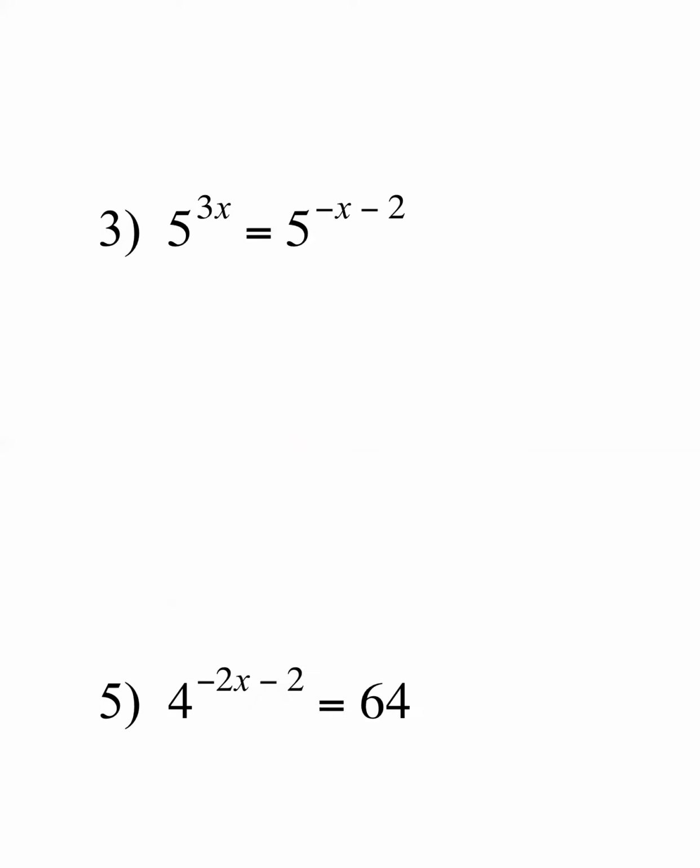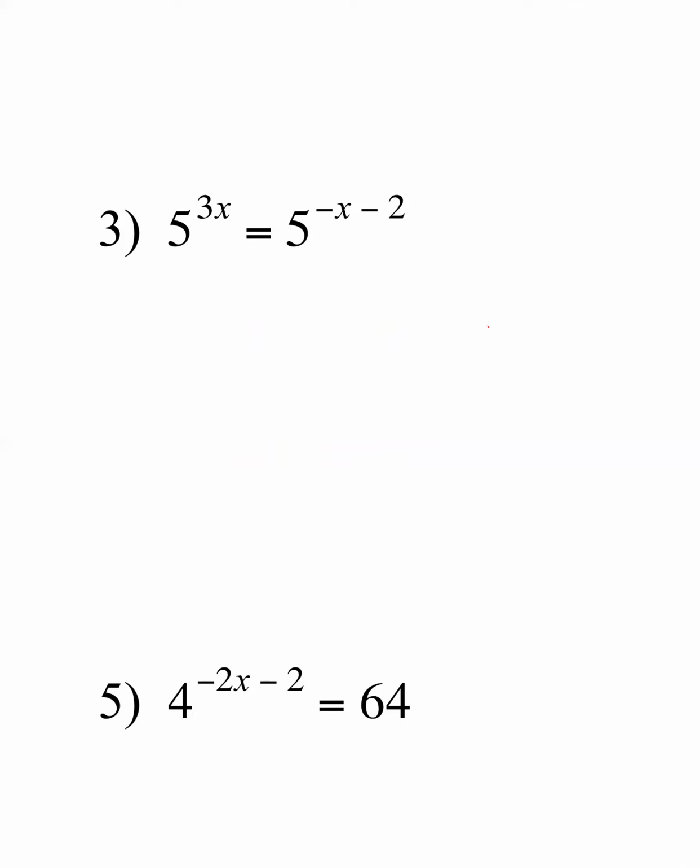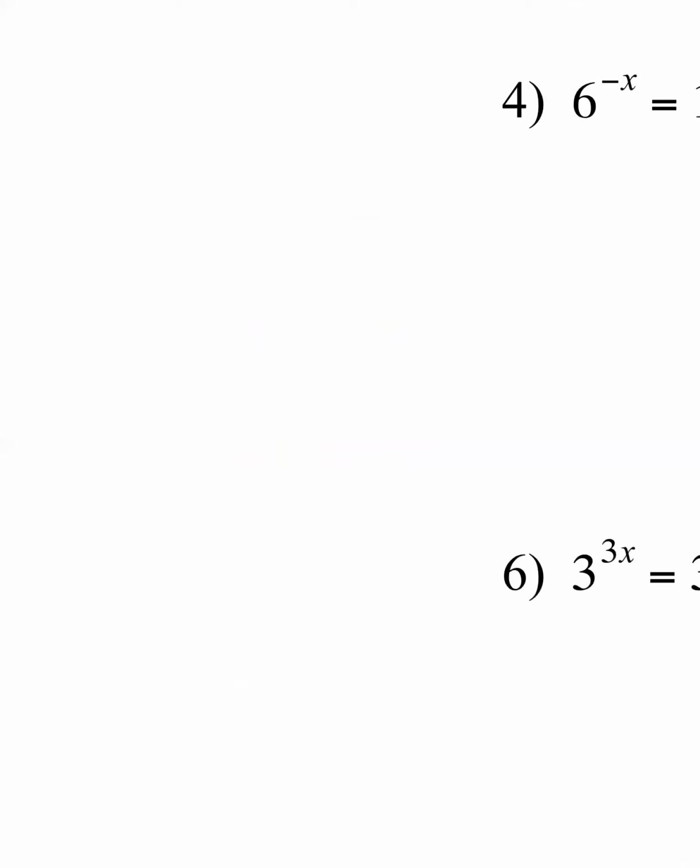Okay, this is another one. They're already the same. I already have a 5 and a 5. So I'm just going to set my exponents equal to each other. 3x has to equal negative x minus 2. And now I just solve. Let's add x. 4x equals a negative 2. Divide by 4, divide by 4. Looks like I'm going to get a -1/2. Cool. Oh, these are kind of fun. All right, let's try 4.